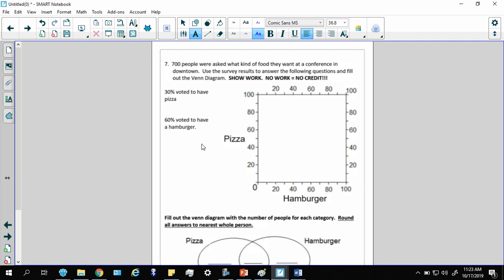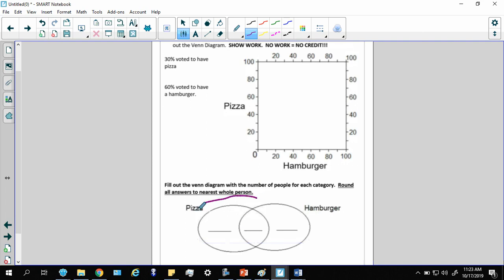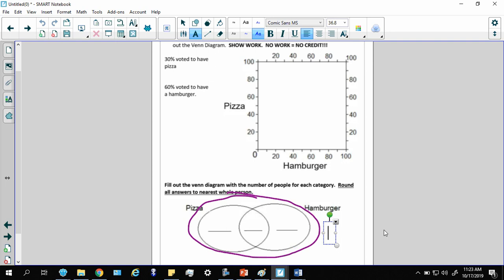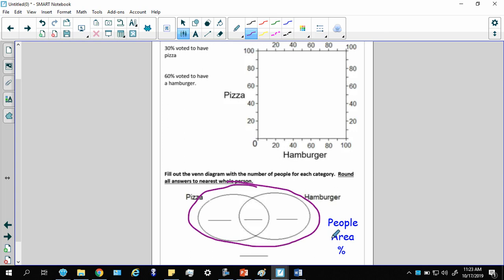All right. Now, question number 7. Again, before we start working on this, a couple things you need to understand, and that is this. What goes in here are the people. All right. The people. That's what goes in there. Not the area, not the percentage. Let me do it this way so it fits. So it's only the people, not the area, not the percentage. Okay. That's what your final answer is going to look like.